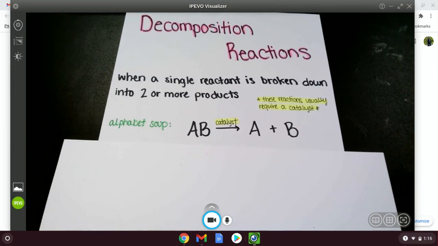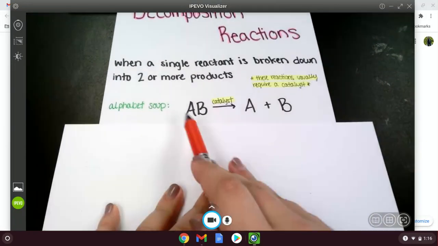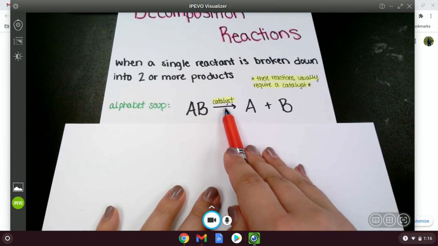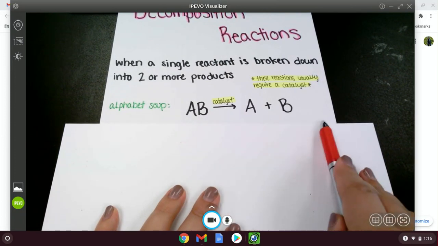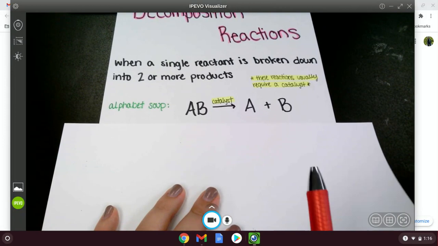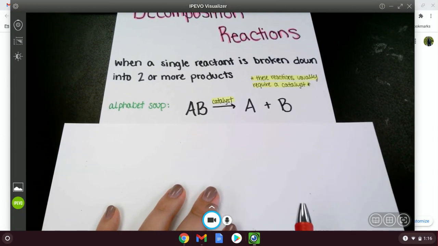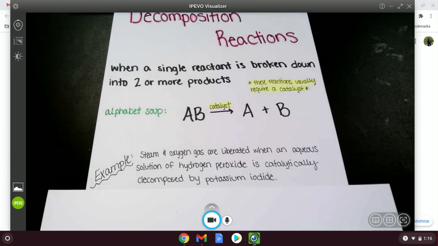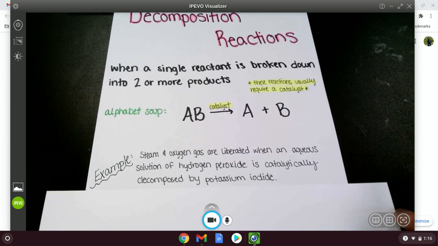Here's the alphabet soup for a decomp reaction. We have AB together, breaking down with the help of a catalyst to form A plus B. It's the exact opposite of a synthesis reaction. And here's an example. So, steam and oxygen gas are liberated when an aqueous solution of hydrogen peroxide is catalytically decomposed by potassium iodide. A lot is happening here.